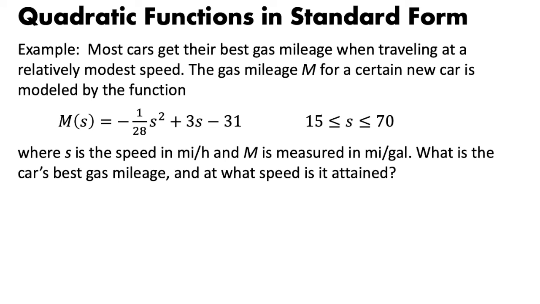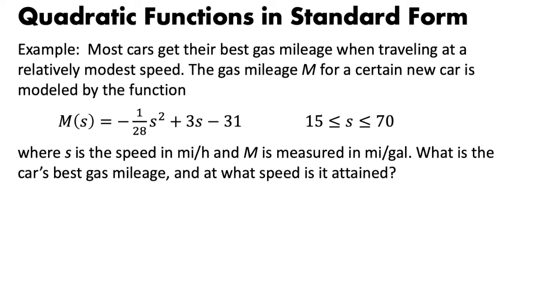Here's another example. Most cars get their best gas mileage when traveling at a relatively modest speed. The gas mileage m for a certain new car is modeled by the function m(s) = −(1/28)s² + 3s − 31, where s is the speed in miles per hour and m is measured in miles per gallon. What is the car's best mileage and at what speed is it attained?